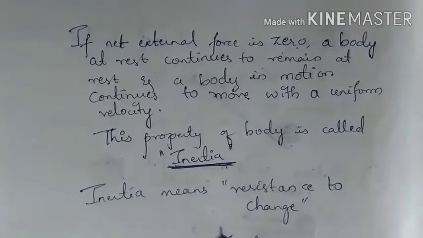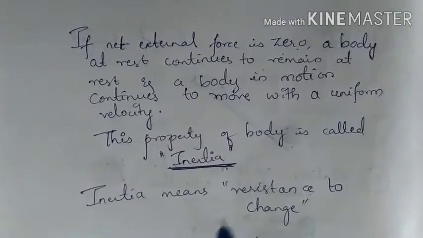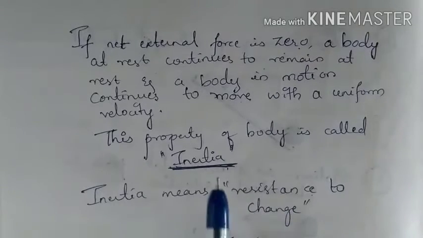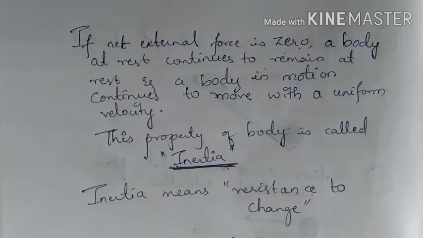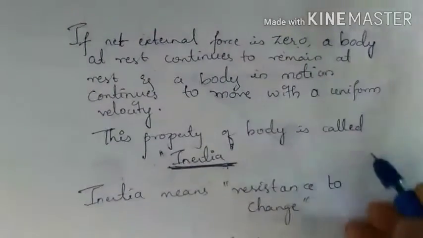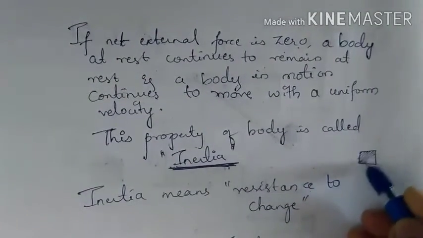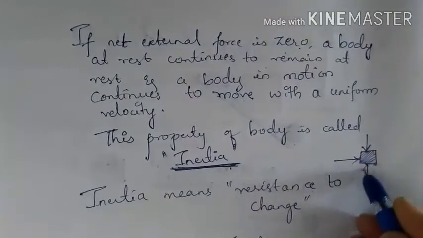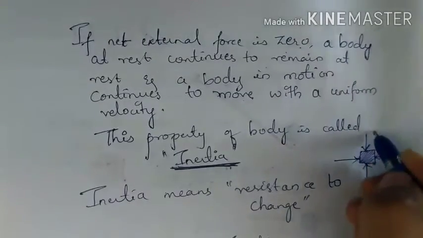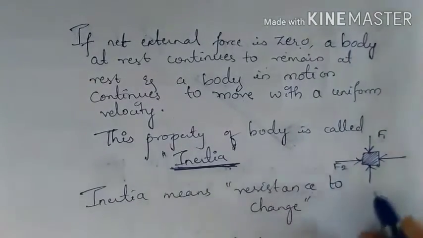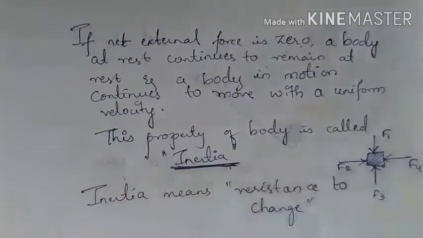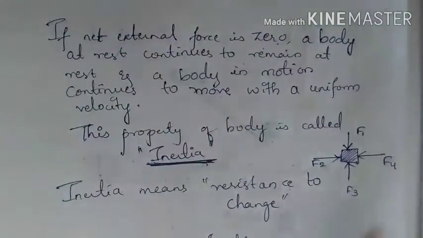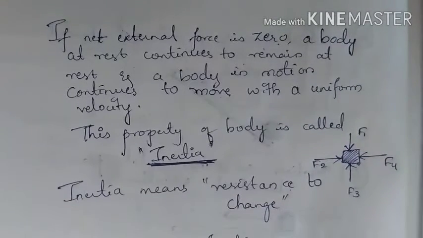So if the net force on an object is zero, you have to first consider how many forces are acting on this object. Let's suppose you have an object here. There will be so many forces: one in this direction, one in this direction, one in this direction. Let us call these F1, F2, F3, F4. In this case, this object will remain at rest.